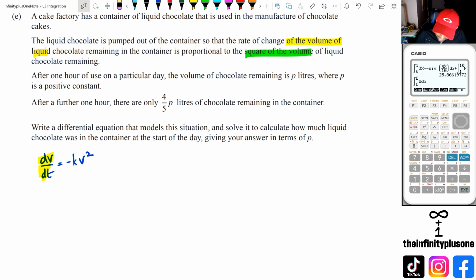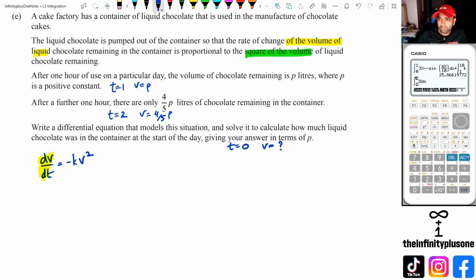So we've got this right now, dV/dt is minus kV squared, and it basically says after 1 hour of use, so when t is equal to 1, our volume is equal to P, and then after a further 1 hour, so that's when t is equal to 2, our volume is 4/5 of P. And we need to figure out how much liquid was at the start of the day. So we're basically looking for when t equals 0, what was the original volume there.